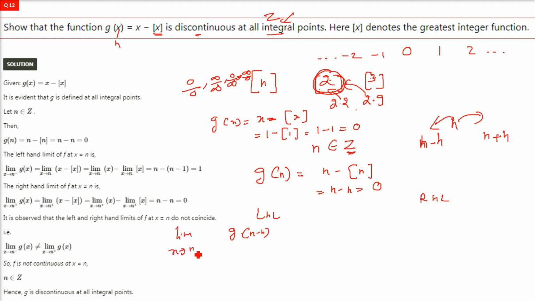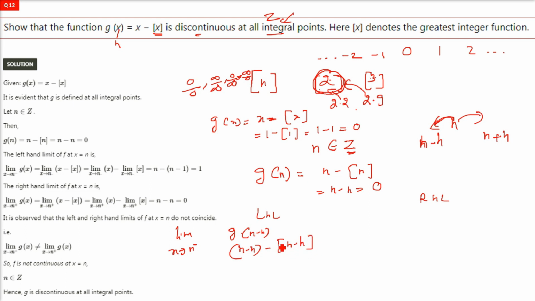See, in place of x, we are putting n minus h. So we can call it x tends to n, or h tends to 0, both ways. So in g(x), in place of x we have to replace n minus h, because we are taking the left hand limit. So we have subtracted some h from n. So both times you are going to replace n minus h.